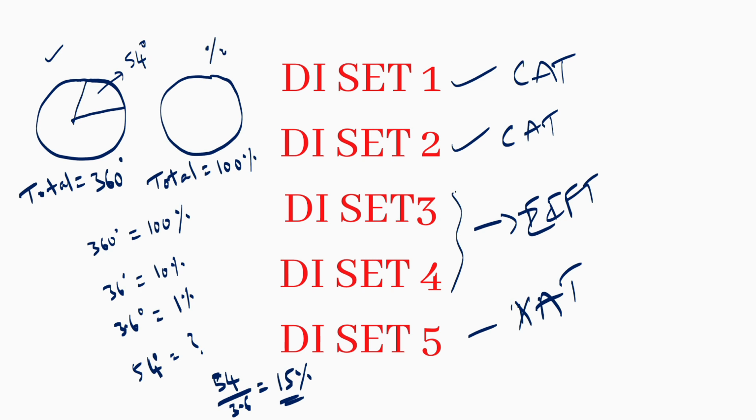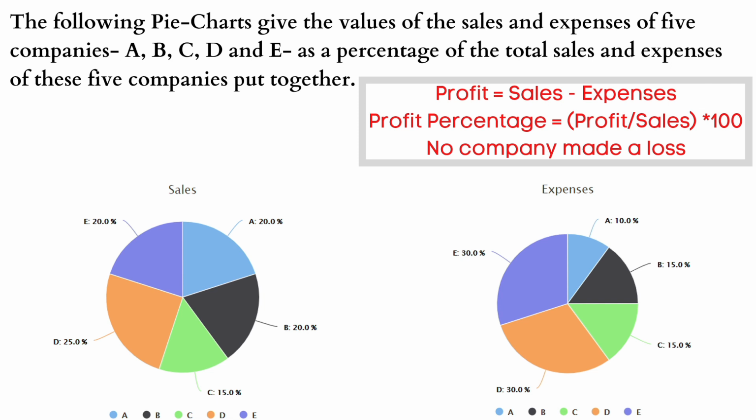Right? Let's move on to the first set. The following pie charts give the values of the sales and expenses of 5 companies A, B, C, D and E as a percentage of the total sales and expenses of these 5 companies put together. The first pie chart gives the values of the sales of the 5 companies and the second one the expenses of them. So companies A, B, C, D and E are represented in these colors, right? And for the expenses as well.